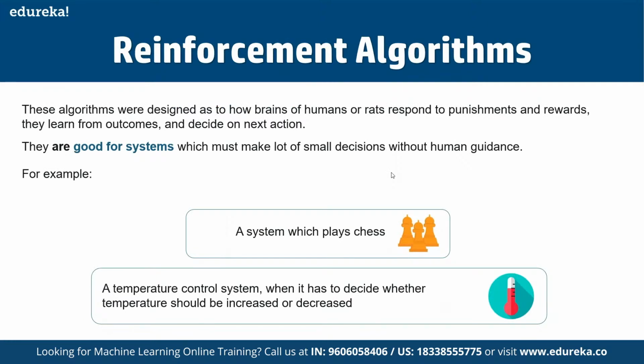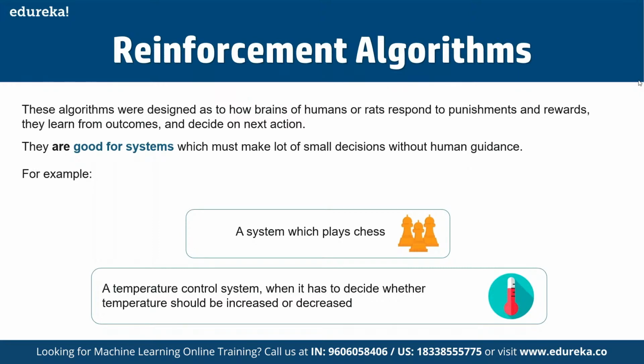Next, we have reinforcement algorithms. These algorithms are designed after how the brains of humans or rats respond to punishment or rewards, just like the example of Pavlov. These are good for systems which must make a lot of decisions without any human guidance. Let's say when we are playing chess, building a self-driven car, or a temperature control system deciding whether the temperature should be increased or decreased.